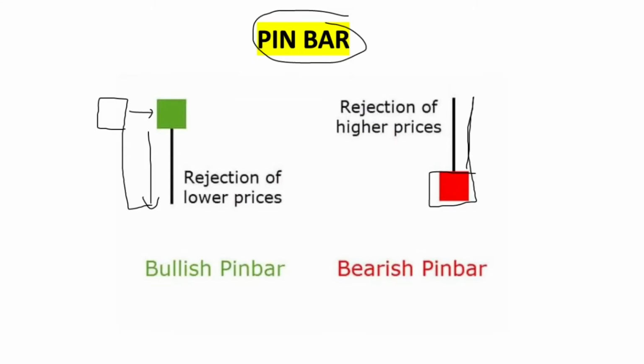Whenever a pin bar happens, you have to look at the location again. In a pin bar or any candle, you have to concentrate on the location whenever you trade with candles. So let's see some examples.